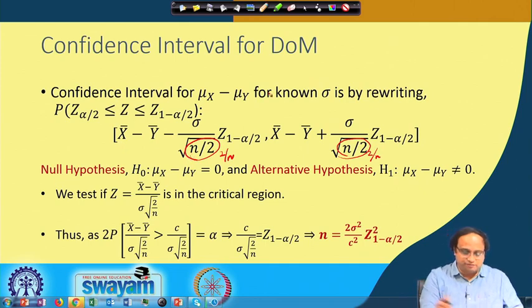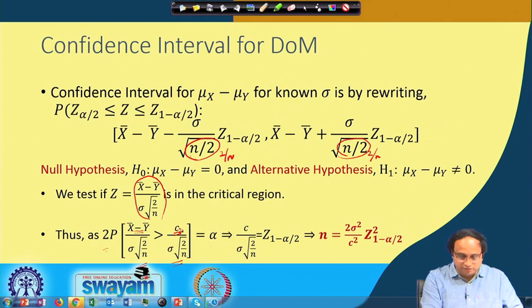What you basically have is 2 times the probability that x bar minus y bar divided by sigma square root of 2 by n is greater than c divided by sigma square root of 2 by n. That means x bar minus y bar is exceeding c. And c is essentially the precision or the tolerance which you are allowing.